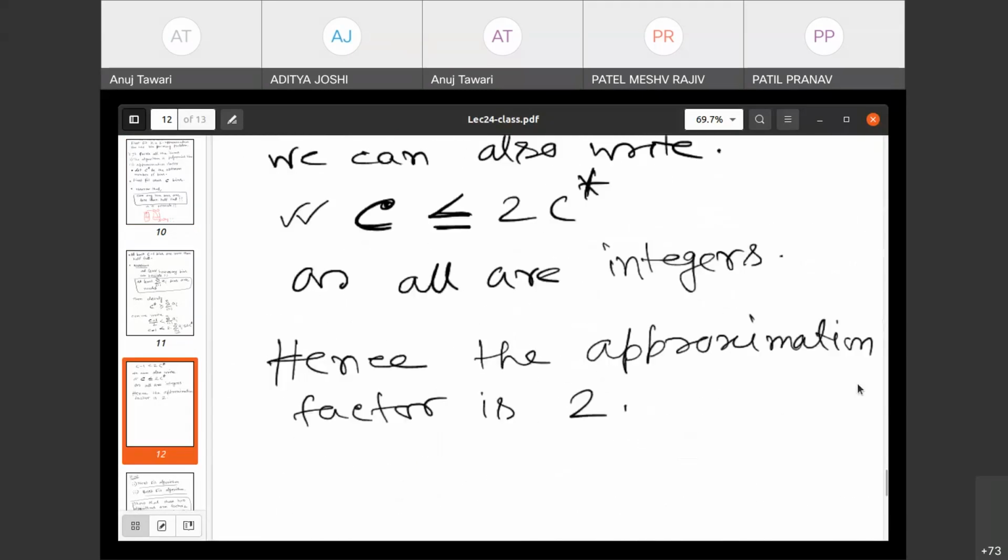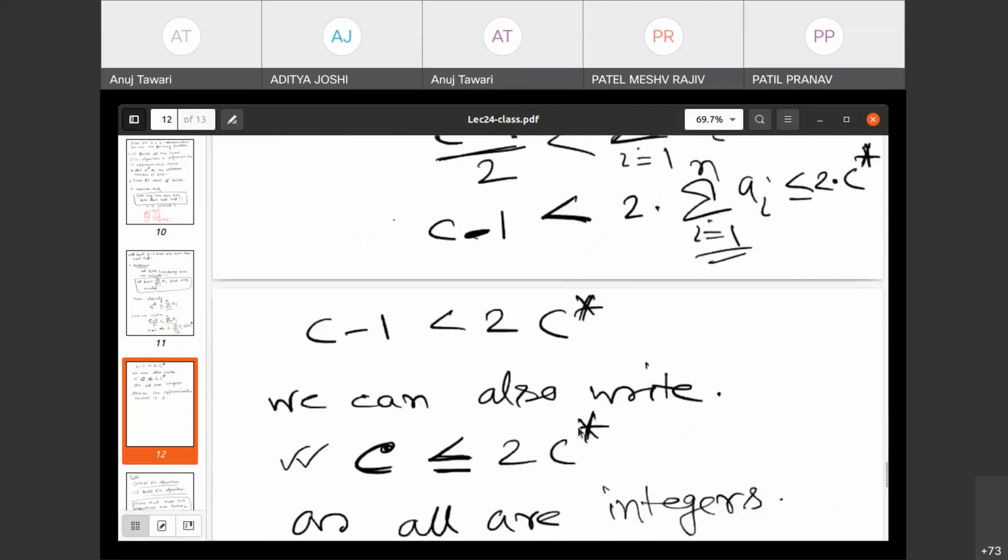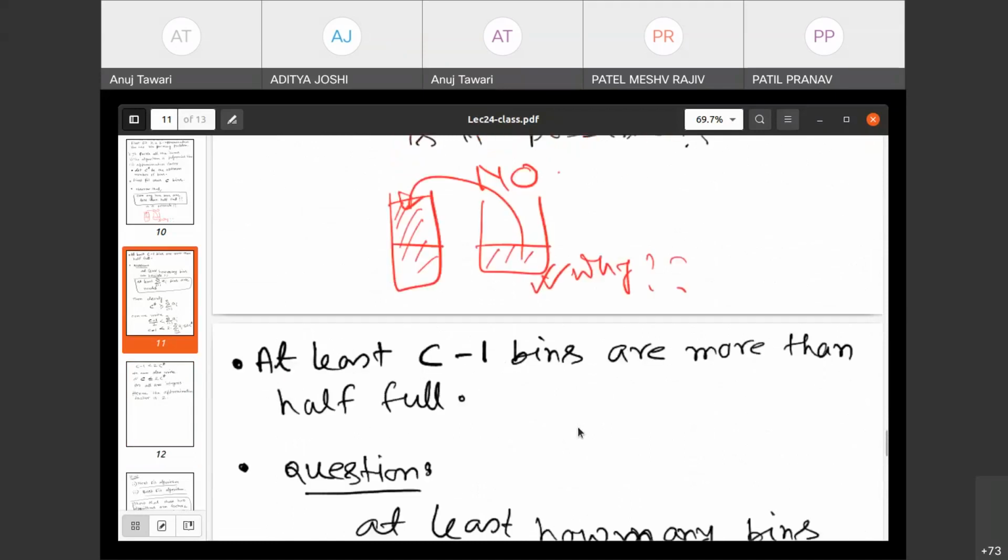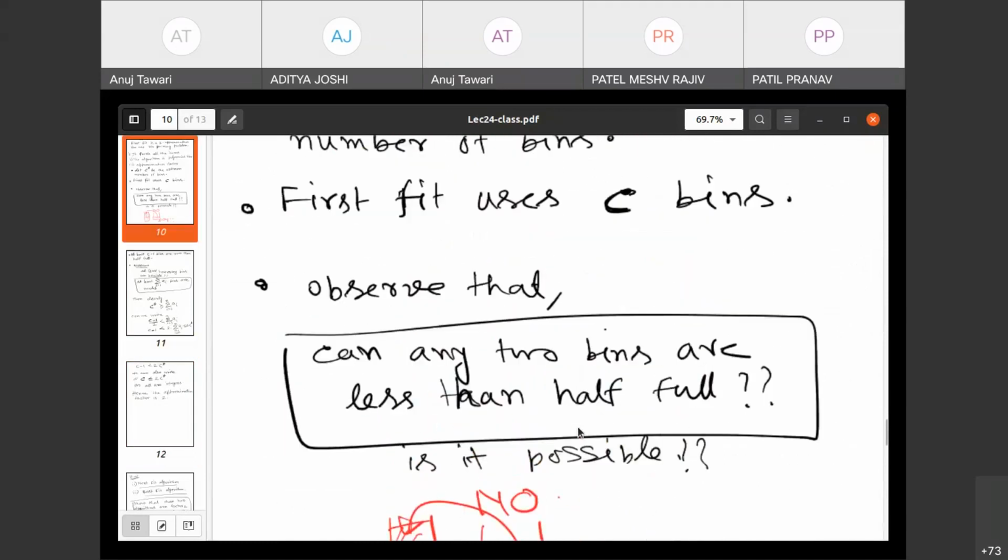Okay. So if you are claiming that your proposed algorithm is giving you certain things better, you have to come up with something better than this thing. Okay. There cannot be two bins which are less than half.